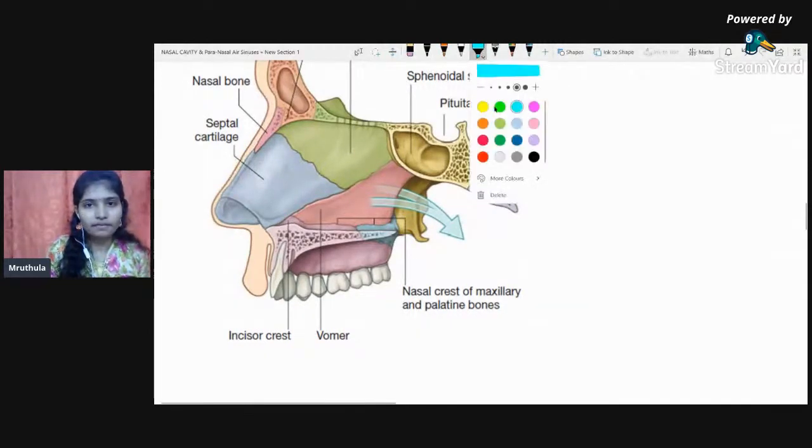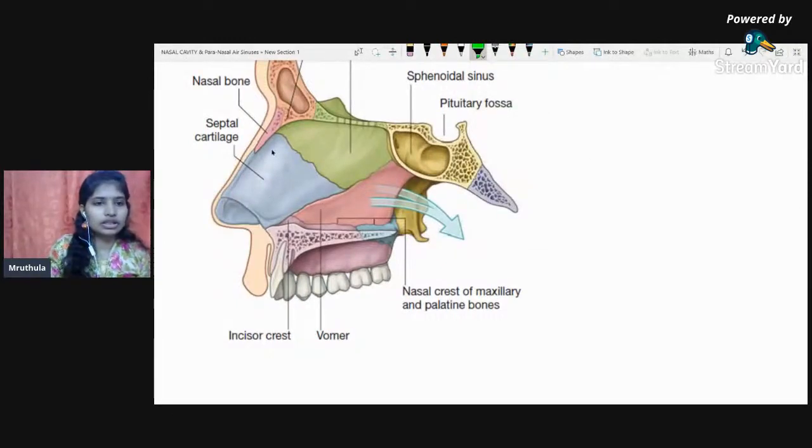I'm highlighting this one for you. Here is the septal cartilage. On the anterior aspect we have the septal cartilage, right? I've highlighted that in green color. This is the anterior part.